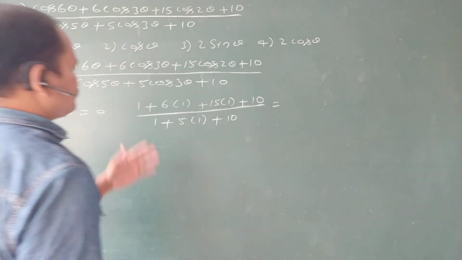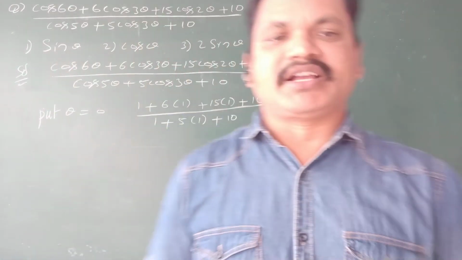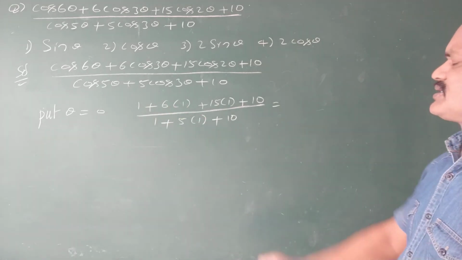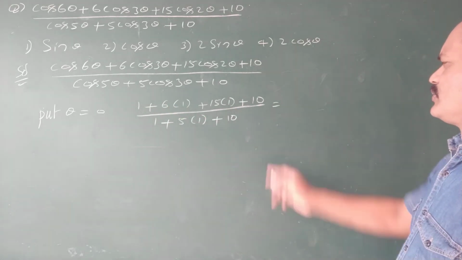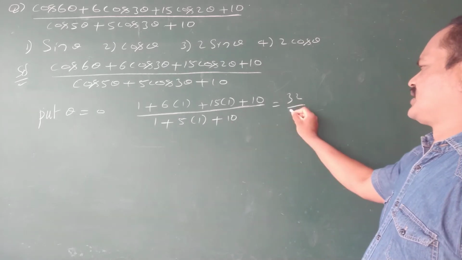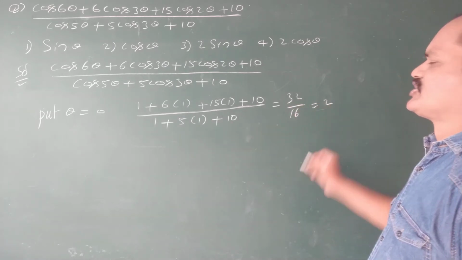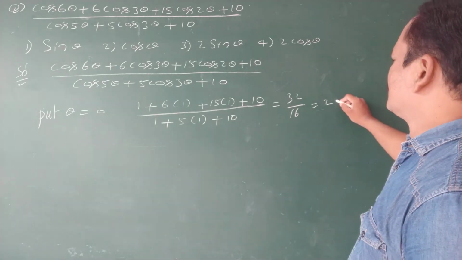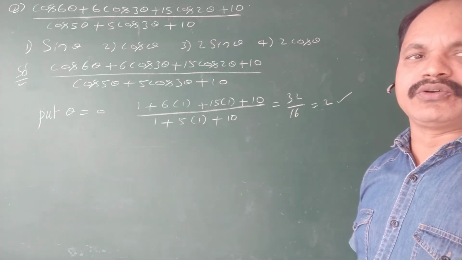That's why by simplification, observe here, 1 plus 6, 7, plus 15, 22, plus 10, 32, by 1 plus 5 plus 10, that is 16. That's why it is 2. Now the expression is 2 for theta is equal to 0.